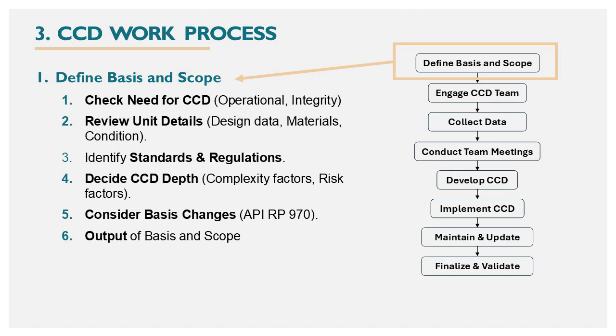Number 3 is, identify standards and regulations. Ensure compliance with industry codes and legal requirements. Number 4 is, decide CCD depth. Decide the depth of complexity factors, number of corrosion systems, damage mechanisms. Decide the depth of risk factors, consequence and likelihood of failure. As the options, also consider to decide the depth of high risk or complex detailed CCD, such as CMDs, IOWs, inspection plans.